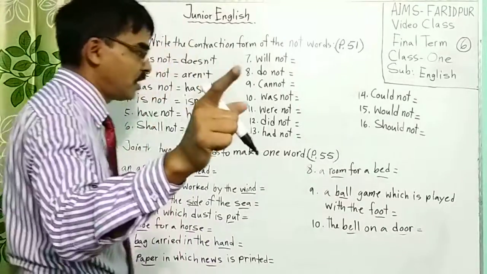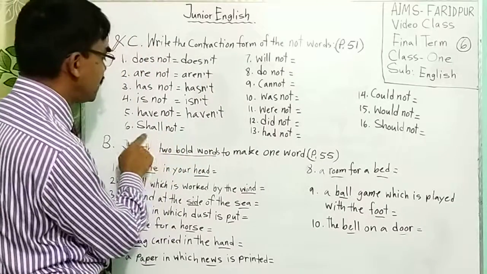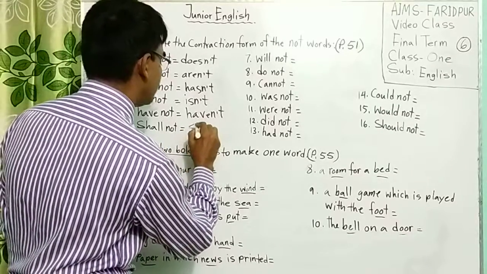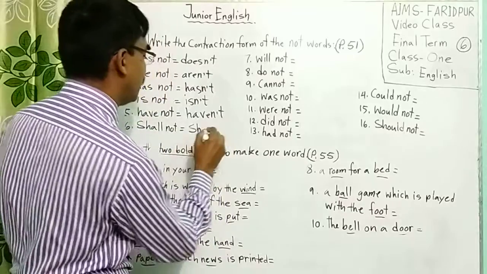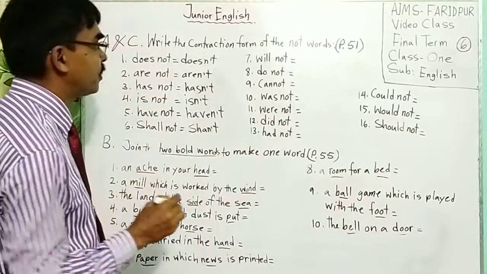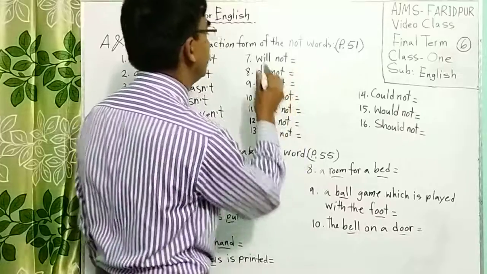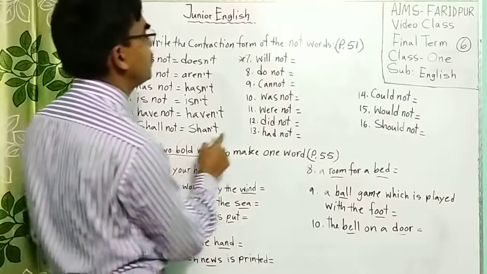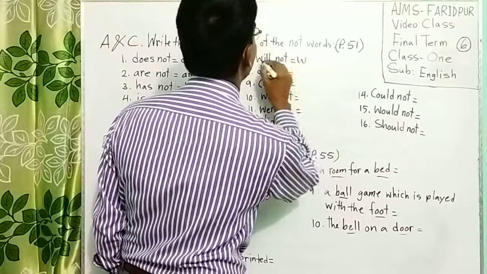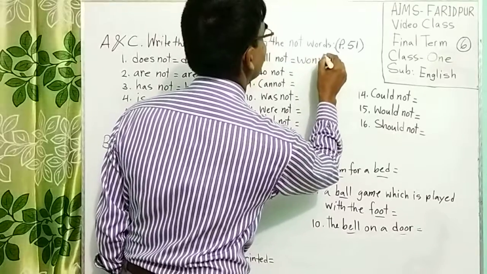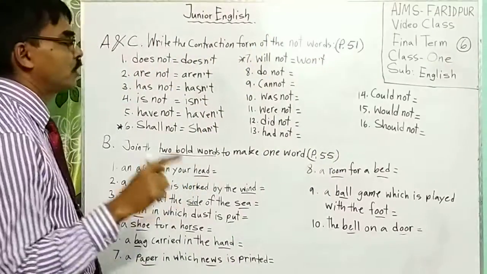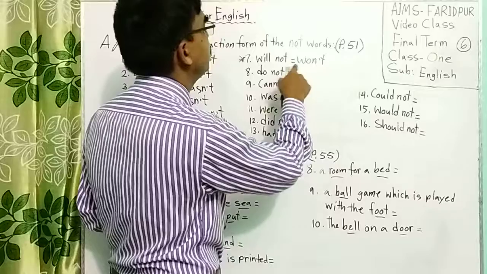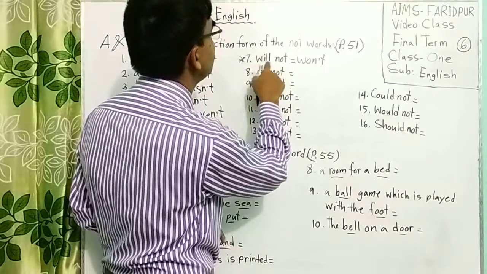Okay, then shall not, here the exception. My dear students, please be attentive here. Shall not, not shalln't, we have shan't, S-H-A-N, shan't, like this. Okay, then will not, here won't, W-O-N apostrophe t. Remember these two are exceptional: shan't and won't. These two do not follow the rule of omitting O. Here the first word changes a little.